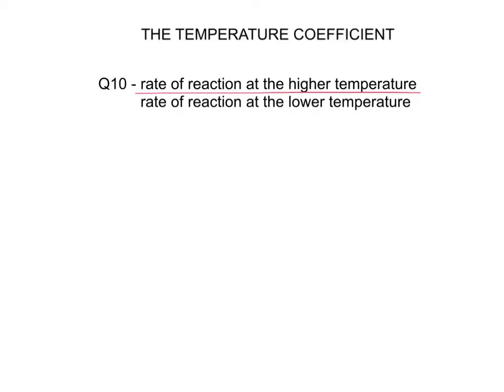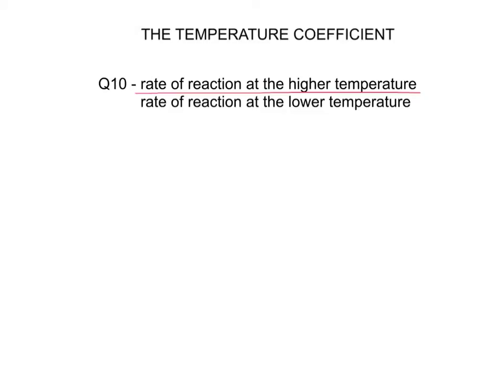Hello everyone, in this video I'm going to be looking at something called the temperature coefficient. Now this is a value that you can calculate to work out the effect of a 10 degrees Celsius rise in temperature on the rate of any chemical reaction. It's really useful because if you're changing the temperature, you can see what 10 degree jump gives you the most significant difference in terms of the rate.